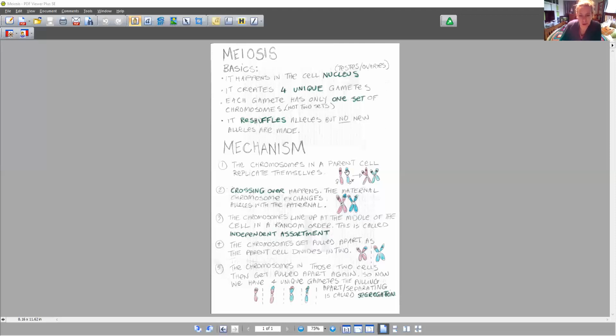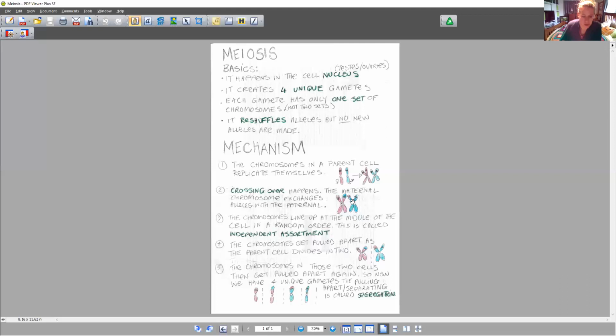Okay, step 1. Each of these chromosomes needs to replicate itself. So this chromosome here has gone bloop, and it's created a new one. And then this one here has gone bloop, and it's created a new one. The genetic information is exactly the same.